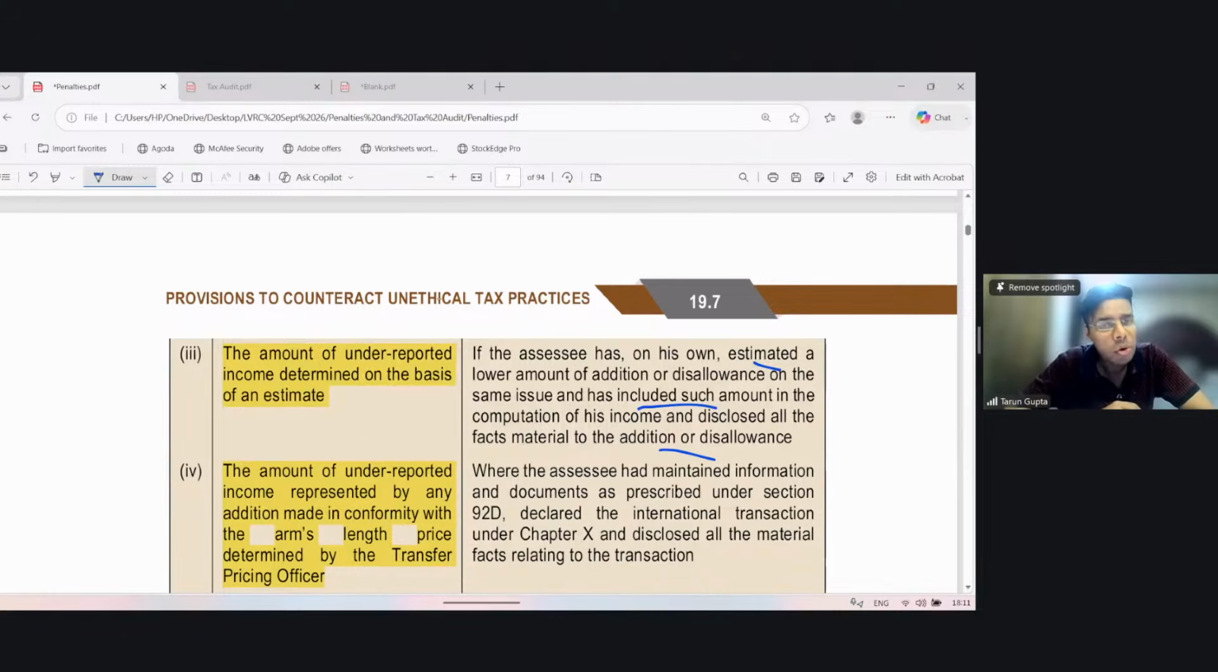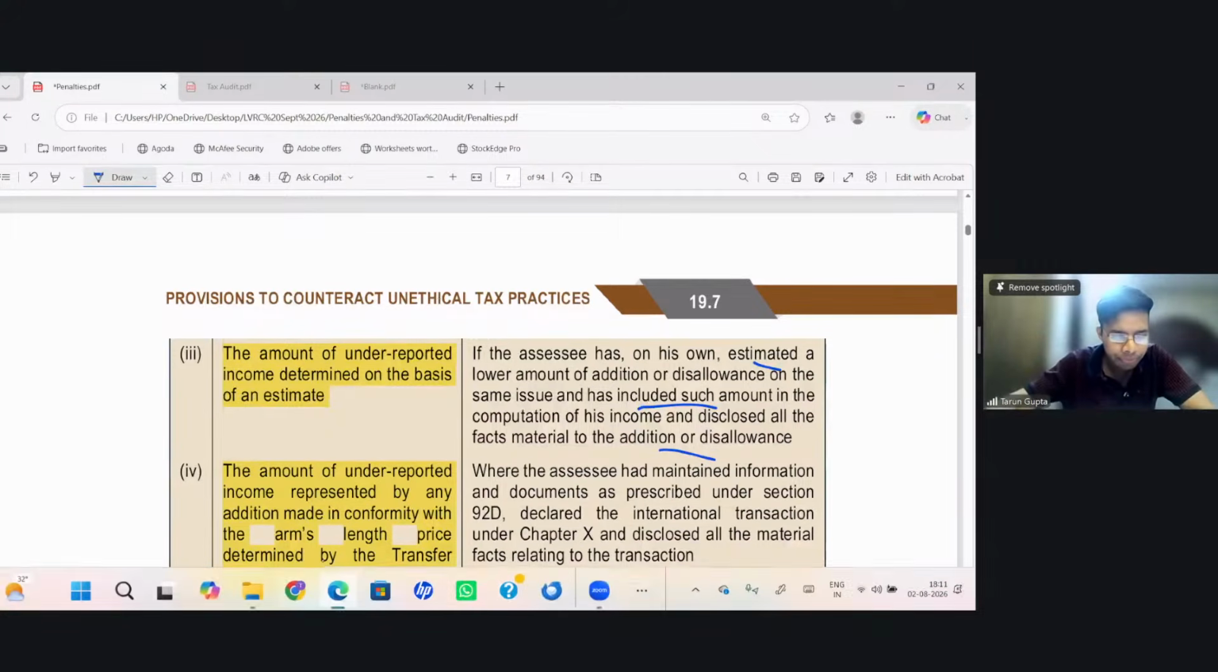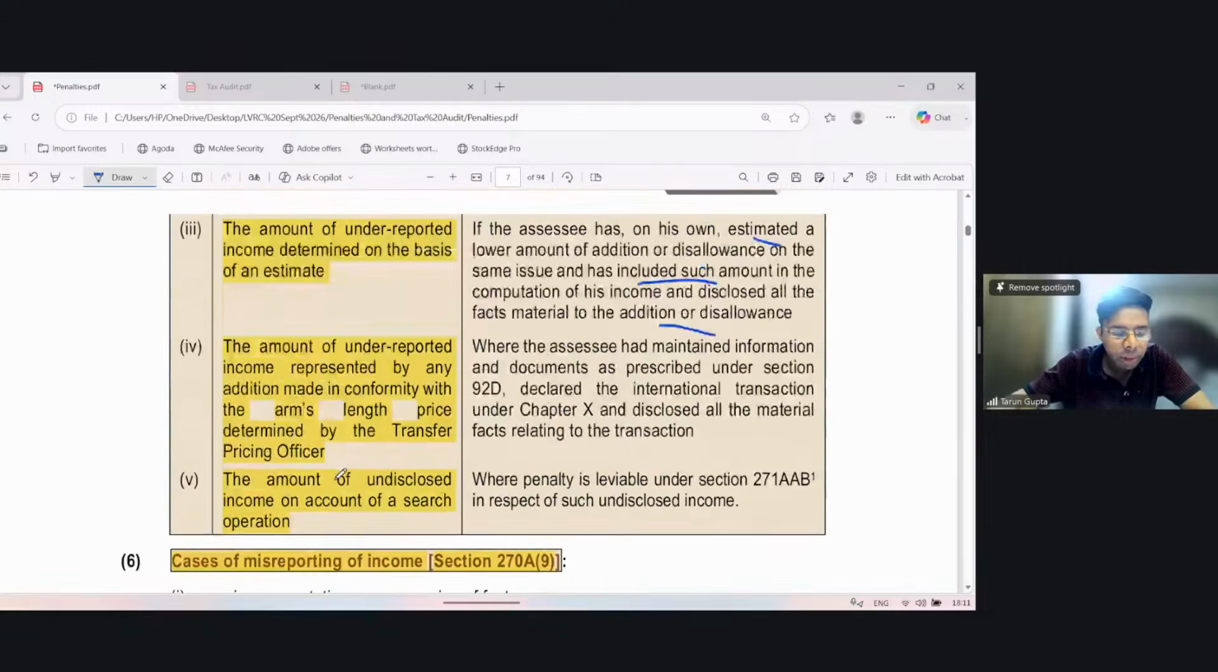So in all these cases, where the assessee offers an explanation, or where the addition is made on the basis of estimate but the assessee had already disclosed all the materials, or where the amount of underreported income is represented by any addition made in conformity with the arm's length price, penalty is not liable under section 270A. It may be liable under any other section, which we will see.